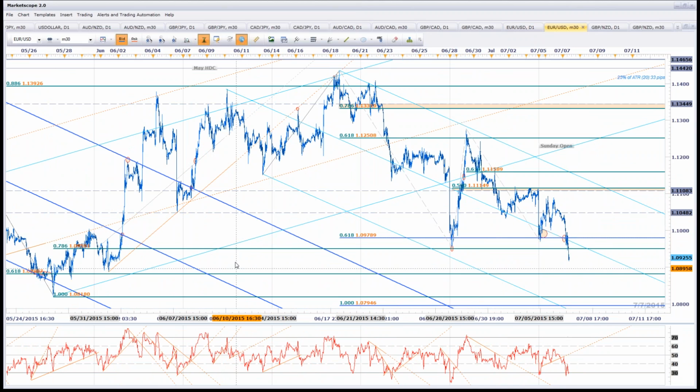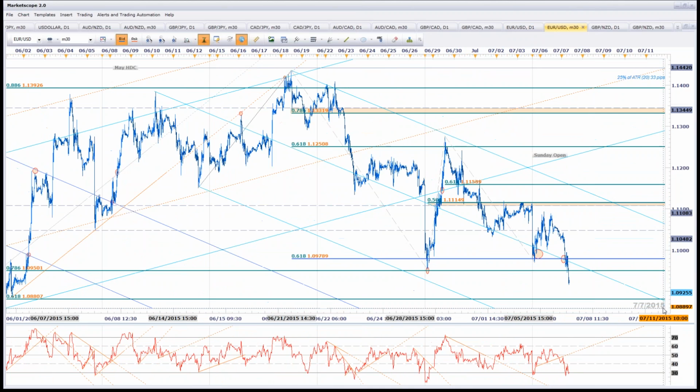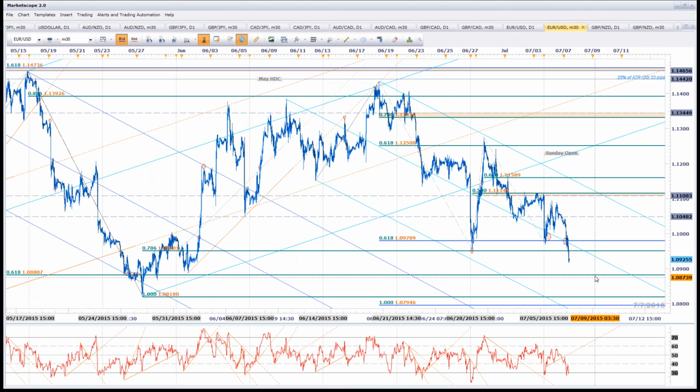Long story short, we broke below the 618 extension. We broke below the median line. You're looking lower below this region near term. Near term support at this point, you're looking for a drop near the 108.80 region, just below the 109 handle, as major key support here for the euro.